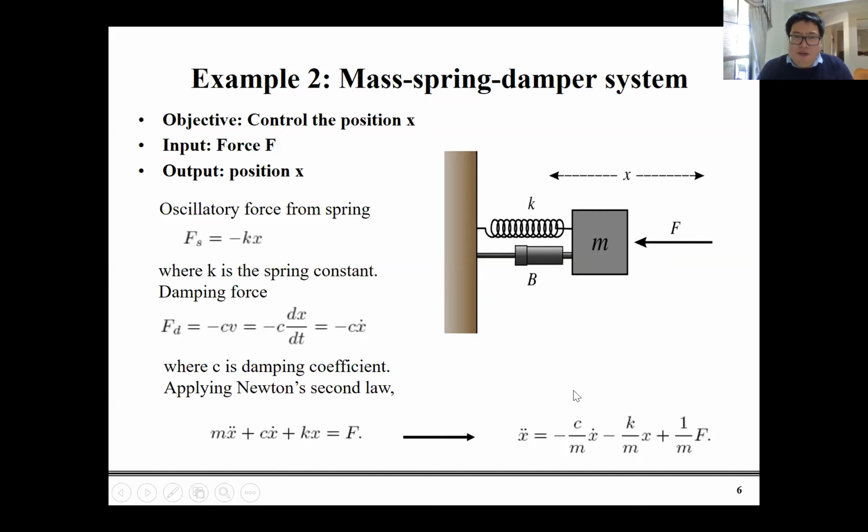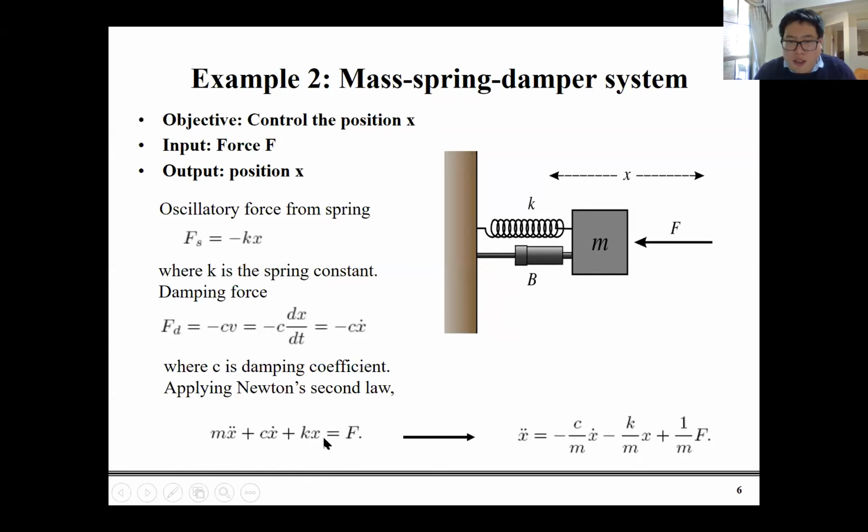So after we have this, we can write Newton's second law: F minus Kx, x is the distance, minus B x dot, which is the speed of the mass, is equal to m times x double dot.